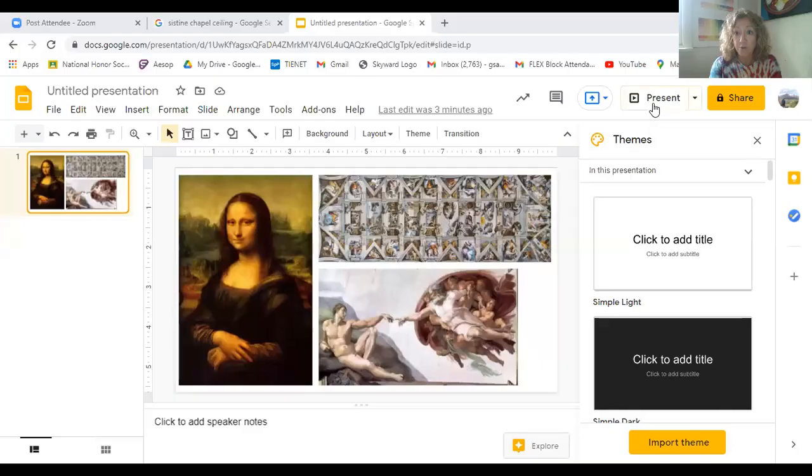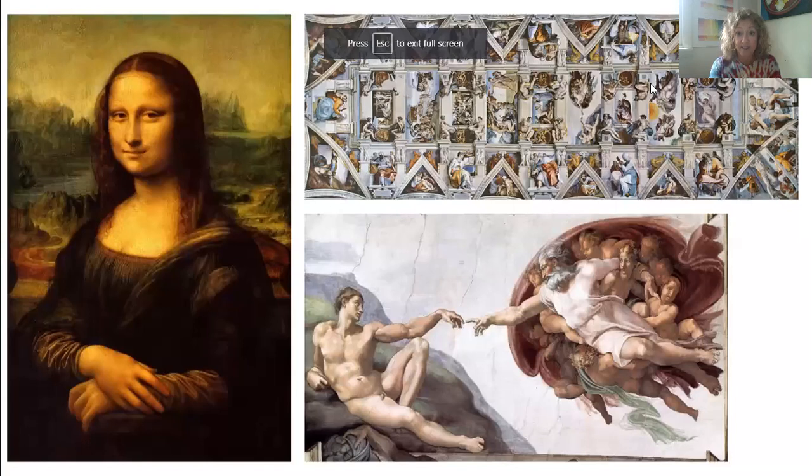So now I'd like to share my screen and show you two of the most famous paintings throughout time, the Mona Lisa and the Sistine Chapel. They were painted about the same time during the Renaissance. Leonardo da Vinci painted the Mona Lisa and Michelangelo painted the Sistine Chapel. I just want to start with the Sistine Chapel. The Sistine Chapel is not an oil painting. The Sistine Chapel is what's called a fresco.